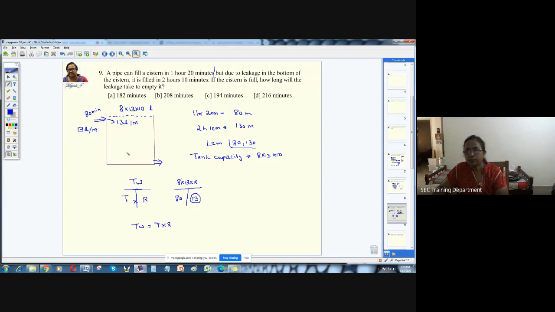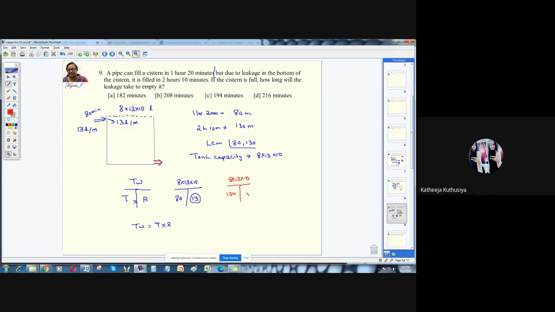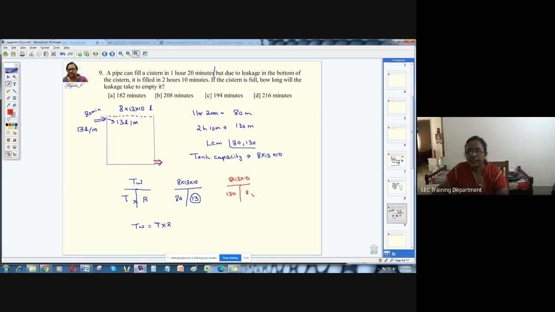That is 130 minutes. So this is the first statement which I gave. Now I'll go for the second statement because of the leakage. So the leakage is there. Because of that, the tank gets filled, the same capacity, 8 into 13 into 10, but now the time taken is 130. So what is the rate now? 8 liters per minute.